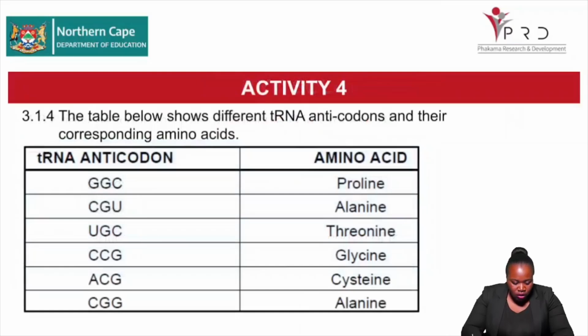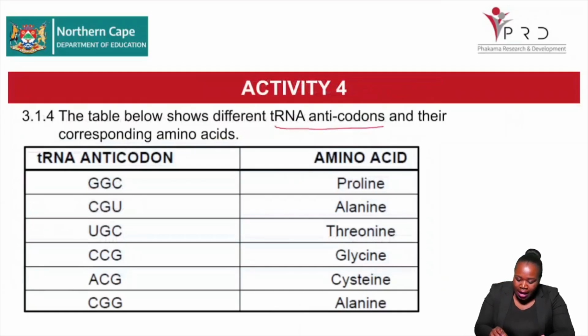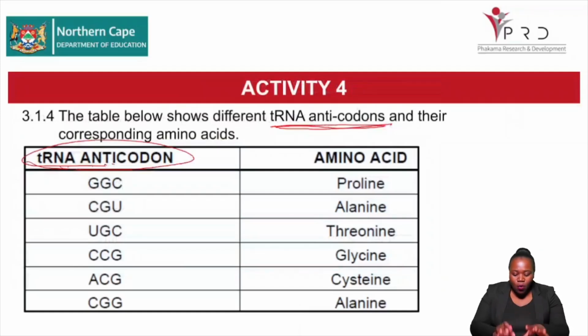The last part of our question and our activities for today's lesson, 3.1.4. This is the part that I wanted us to discuss, that you should be very careful of. Right, and this question comes up a lot. It says here, the table below shows different tRNA anticodons. It's already guiding you. Remember, this table can either say tRNA anticodon, mRNA codon, or DNA triplet. You must be careful. You must check what it is giving me. Then based on this, you will know how to work around what you are given.